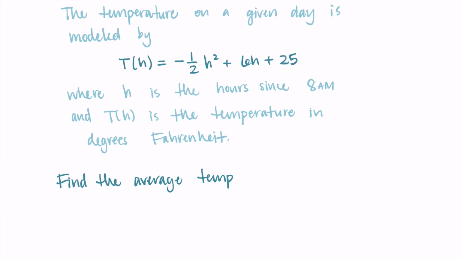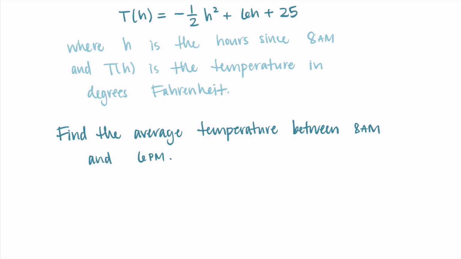and 6 p.m. So here we've been given a function for the temperature, and we want to know the average over a certain time period. So we're going to use our formula for the average value, and we're going to use an integral. Remember, that formula is 1 over b minus a times the integral from a to b of our function. Here it's T of h, and then dh to represent the variable that we're doing the integral with respect to.